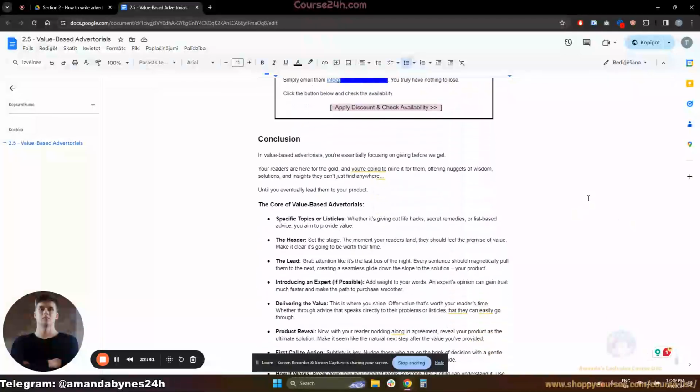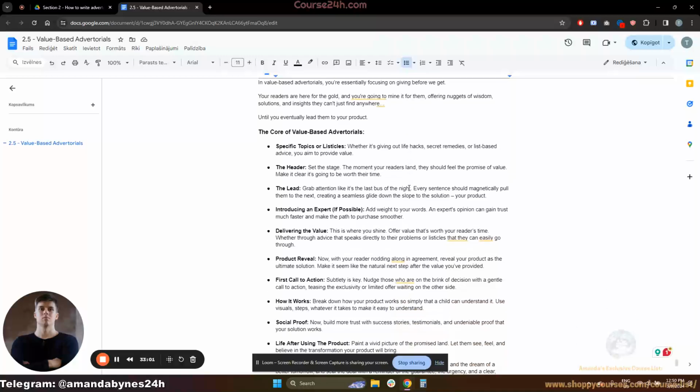So as a conclusion of it all, in value-based advertorials, you're essentially focusing on giving before you get. That's providing value before you sell. So your readers are here for the gold, and you're going to mine it for them, offering nuggets of wisdom, solutions, and insights they can't just find anywhere until you eventually lead them to your product. So the core of value-based advertorials is specific topics or listicles that provide value, life hacks, secret remedies, list-based advice. You aim to provide value.